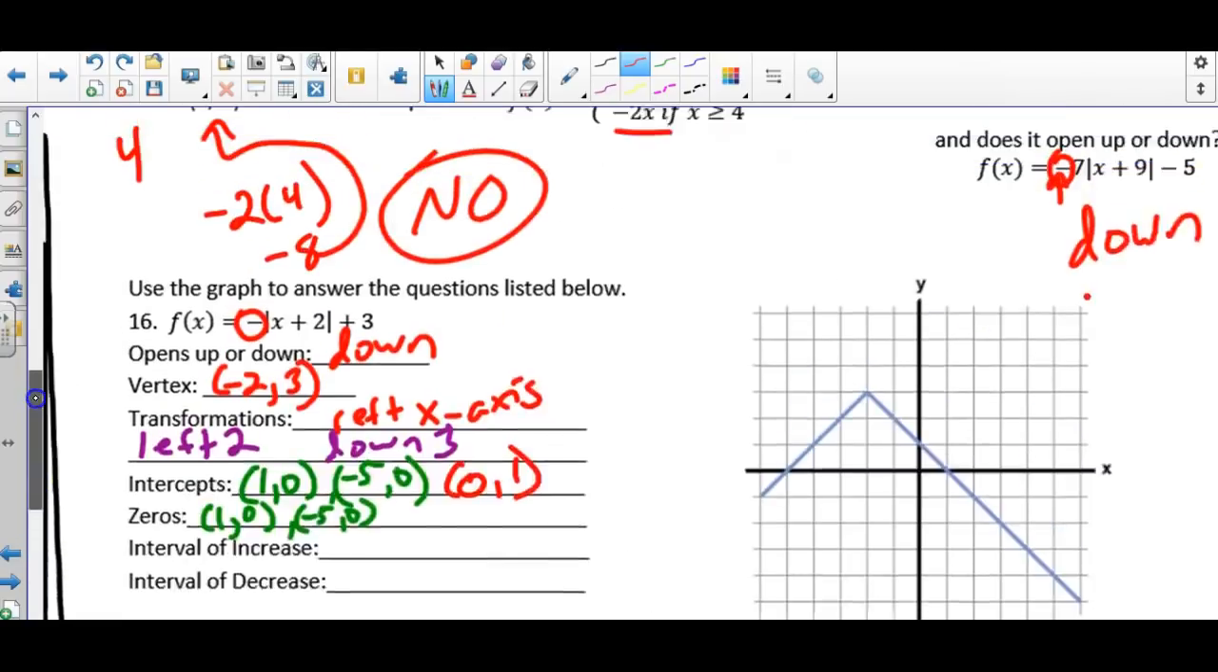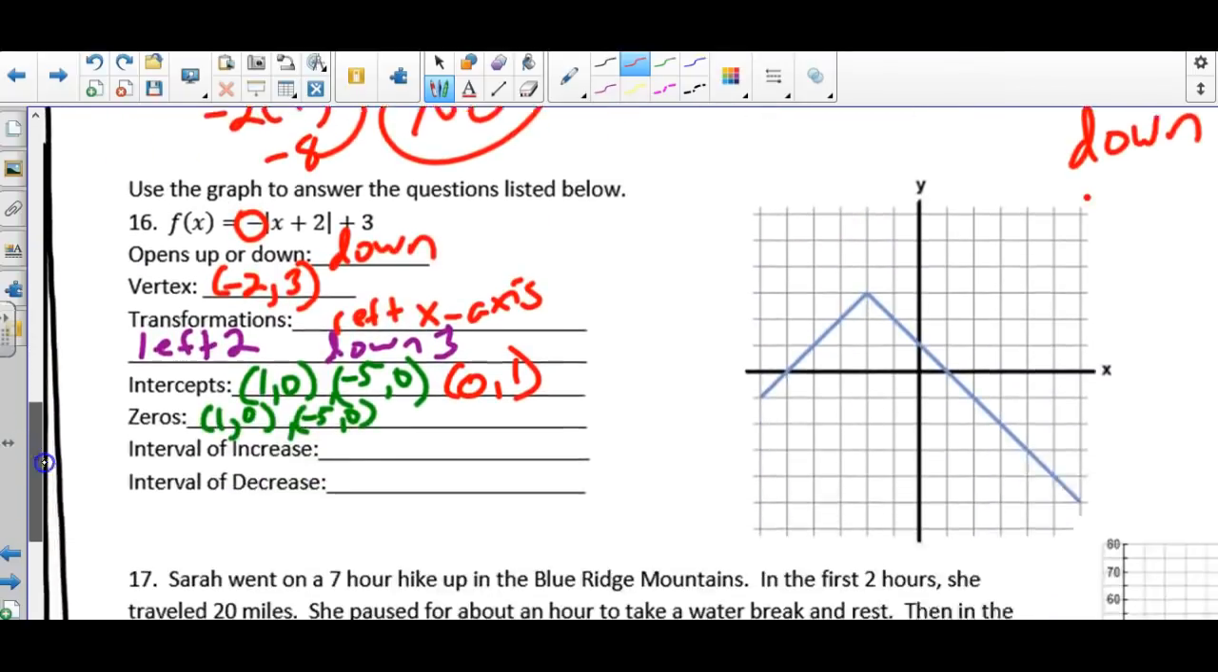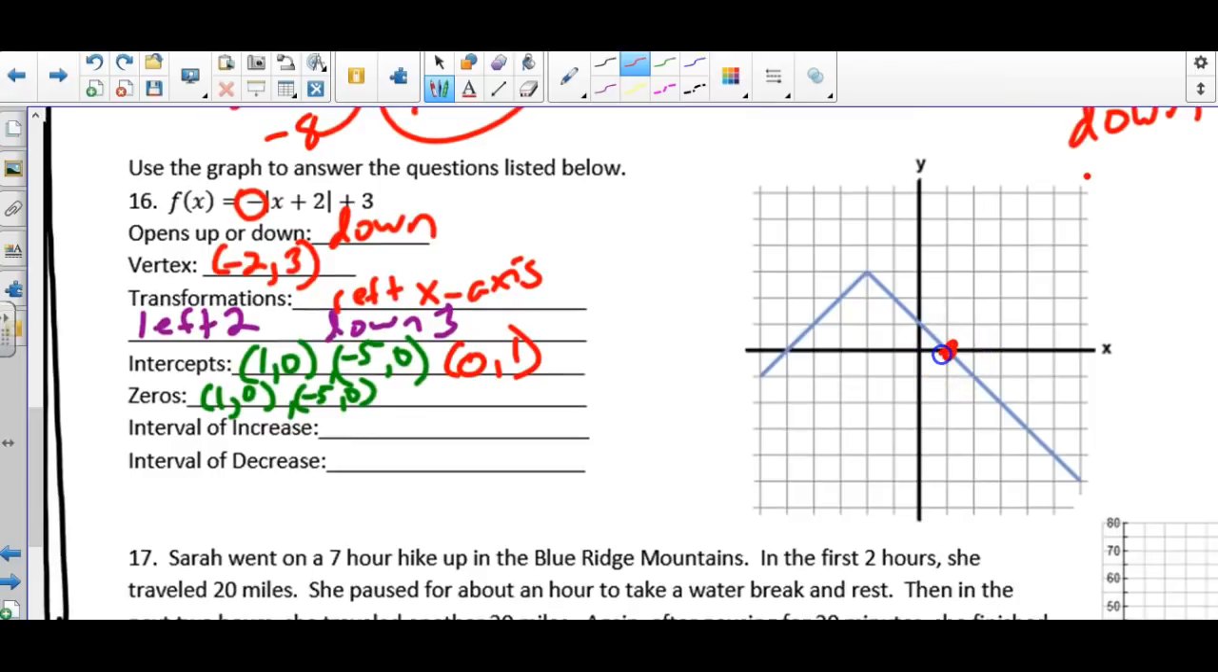Now, increase and decrease. If you imagine this, if you did a quick sketch, this is the graph. Oh my gosh, did I just do this whole thing by hand? I did. This is the graph: (-5, 0), (1, 0), and (0, 1). Guys, I can't believe I just did that. All right. Well, in end behavior, you have negative infinity. The x values here are going to be 1, -2, and positive infinity.